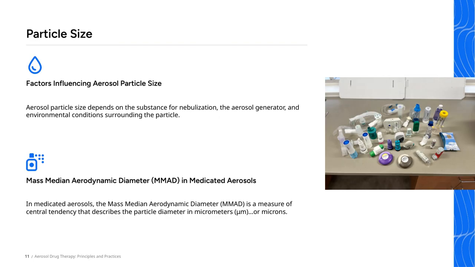Understanding these factors is crucial because they directly impact how effectively the medication reaches the targeted areas of the lungs. So, in summary, the particle size in medicated aerosols is influenced by the substance, the device, and the environment, all of which we need to consider to optimize aerosol therapy.